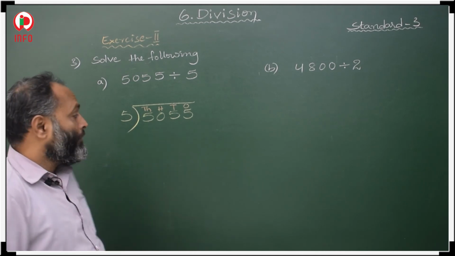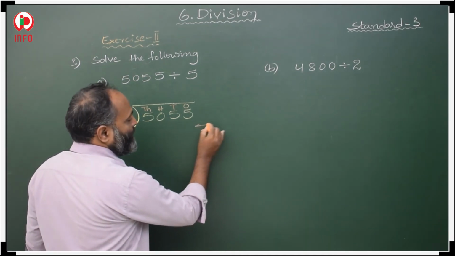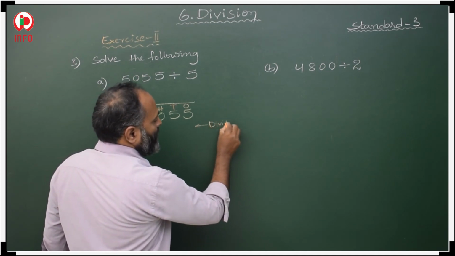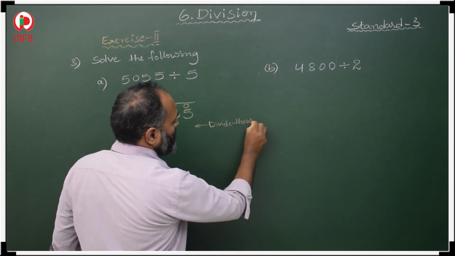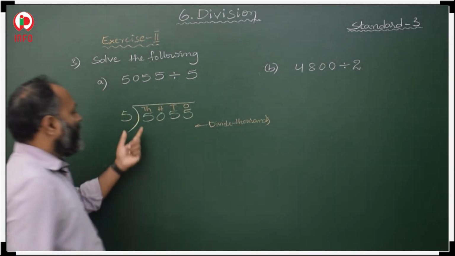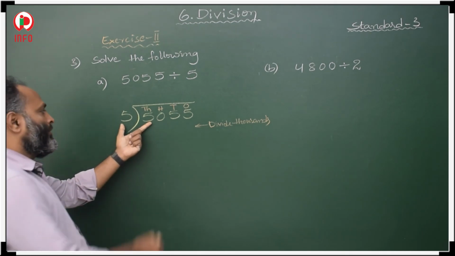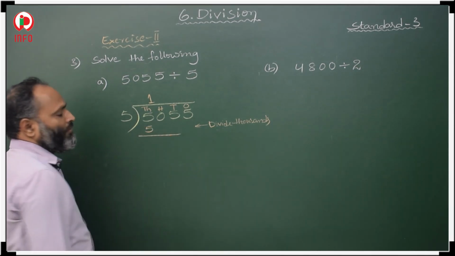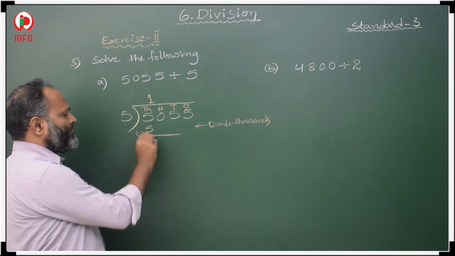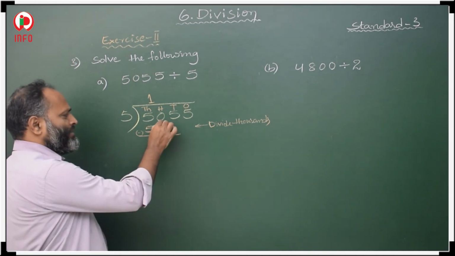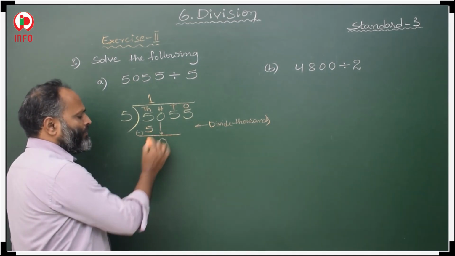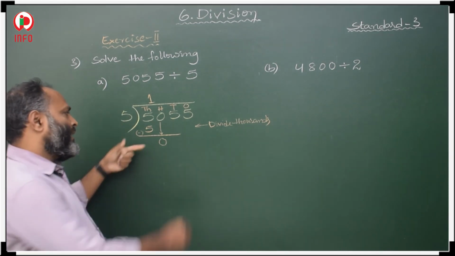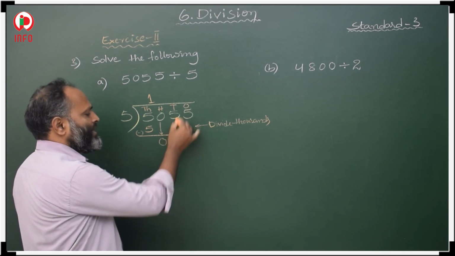First we have to divide thousands. In the 5 table when you will get 5, 5 ones are 5. 5 minus 5 is 0. Then after that you copy the next one, that is 0. 0 is less than this 5, so it won't work out. Again we have to take one more digit, that is tens.